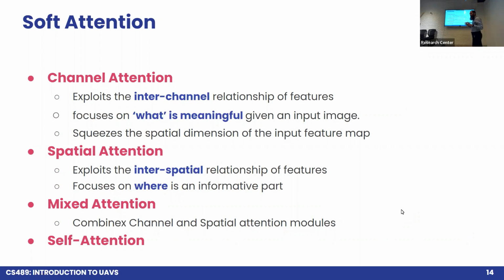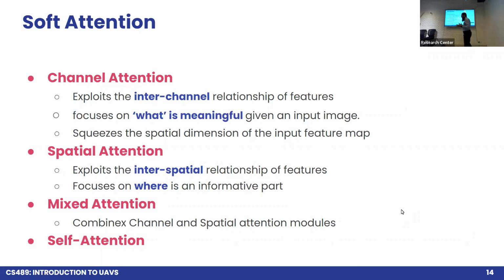So now we are going to focus on soft attention. We know the different categories, and let's see the categories of soft attention. We have basically channel attention, spatial attention, or both together, hybrid models. Self-attention, we're not going to consider today, we'll see this in future lectures. So I'm going to explain channel attention and spatial attention, and the concept is very simple.